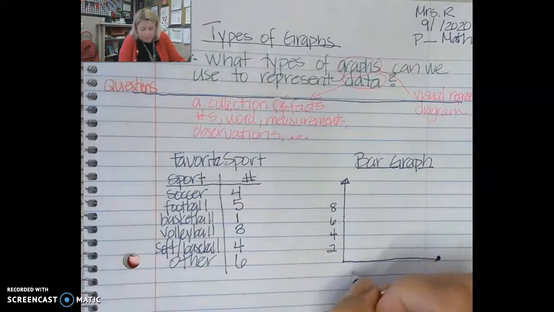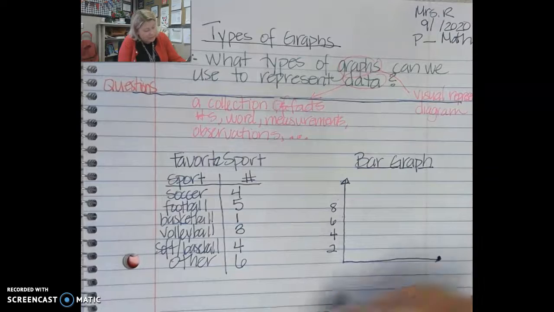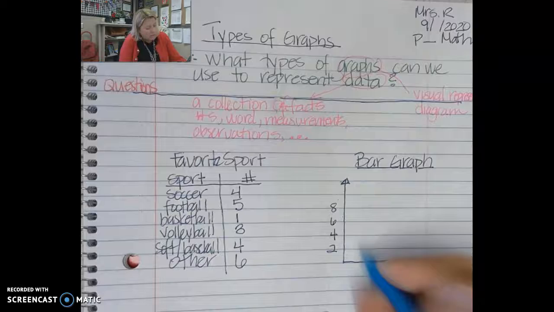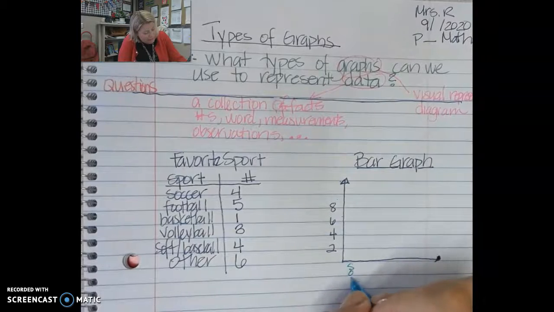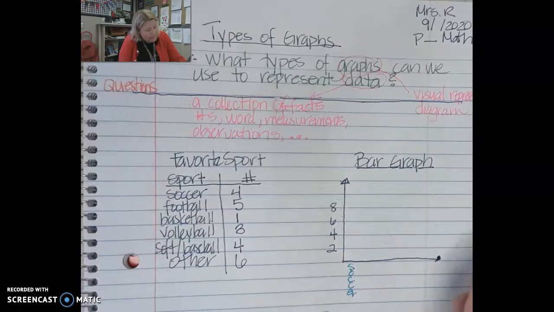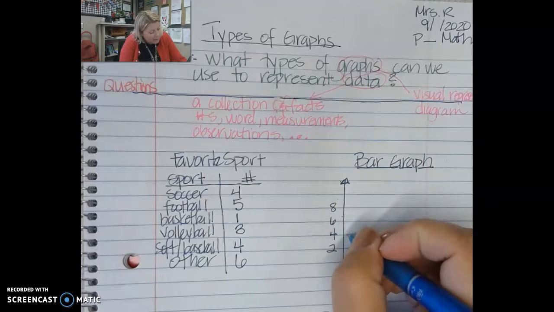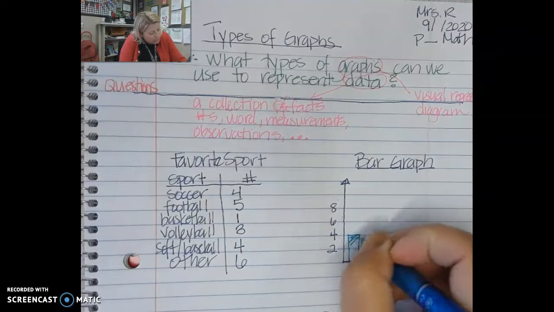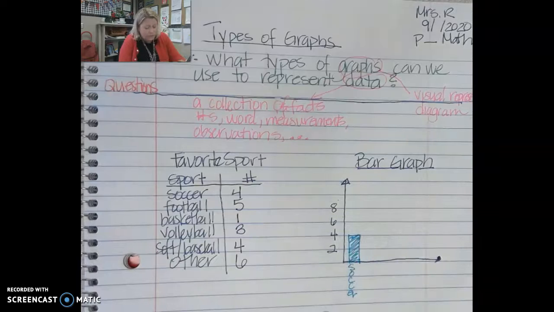And then on this side, I'm going to actually write the different things. So, and I'm going to come up with different colors for the different sports just to make it a little easier. So soccer, I'm going to write soccer here. And soccer had 4 people that liked it. So I'm going to make a little bar graph that shows that soccer was 4 people. I'm going to color that in with soccer. That's 4 people because I went up to the 4 line, right?